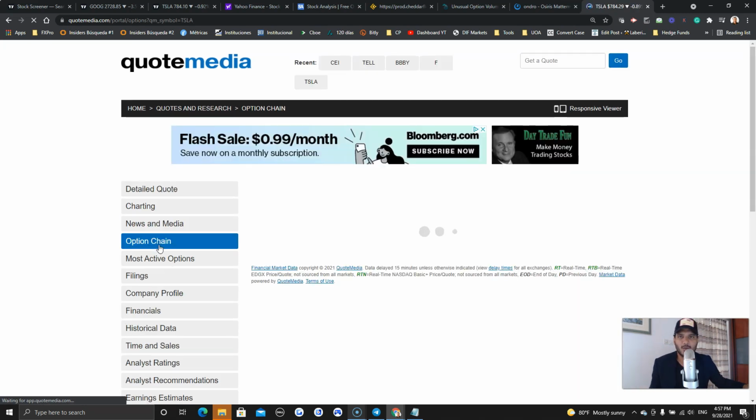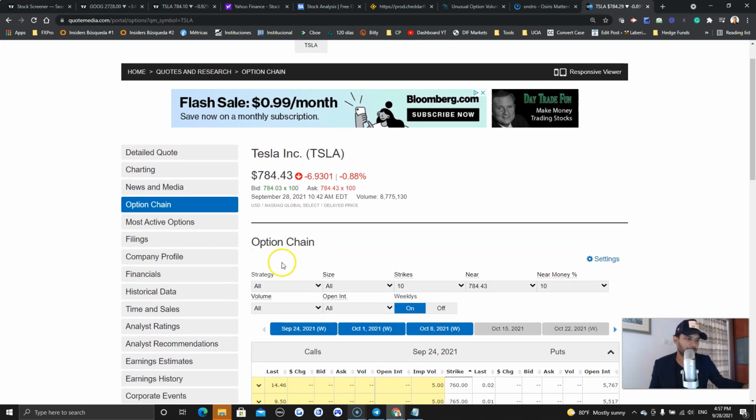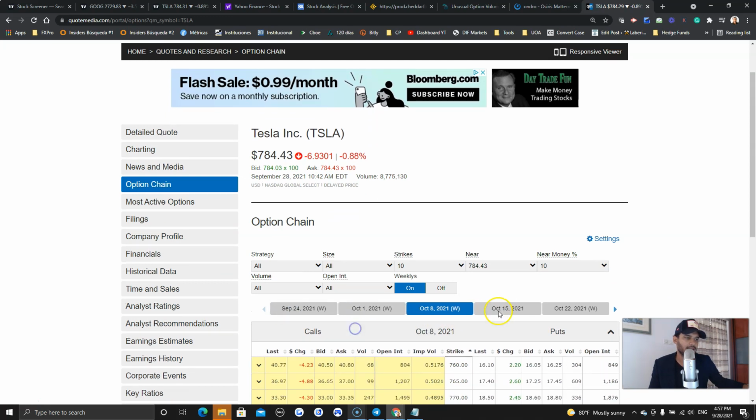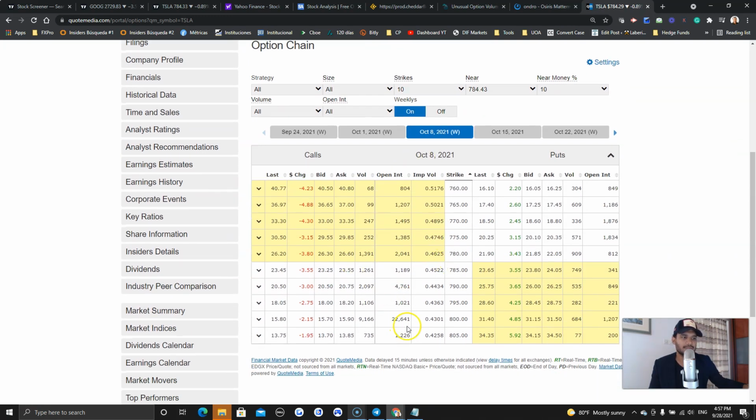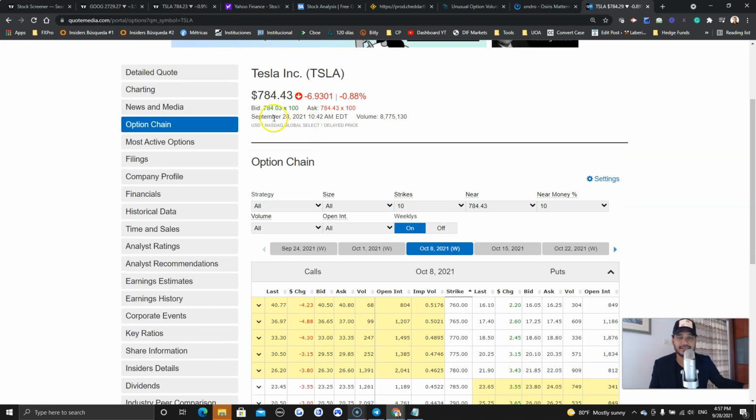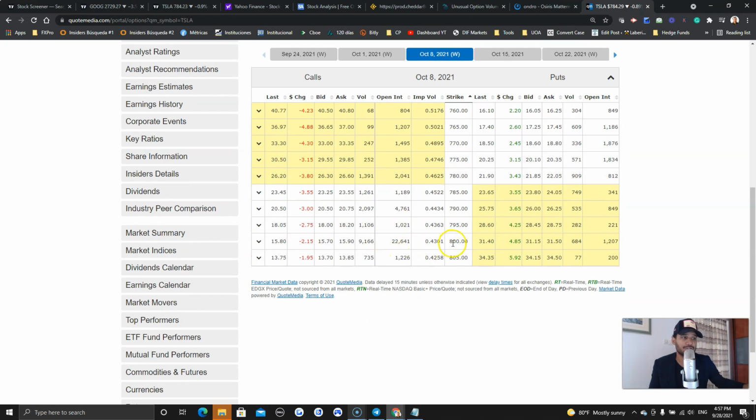And I can play these by week. So I'm going to play next week. That will be the 8th. So for the 8th, I can see where the money is allocated. First off, it's trading at 784. If I want to play short term, I can scalp the 800 call. That's easy to see. The open interest is pretty decent, volume so far 9,166 contracts.